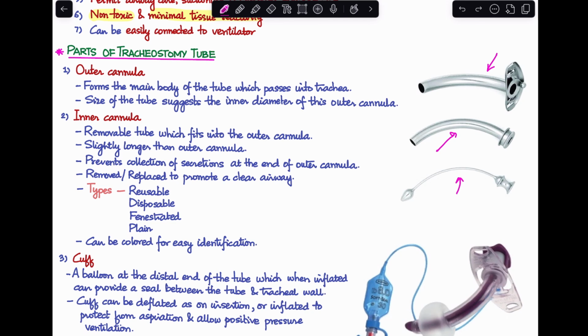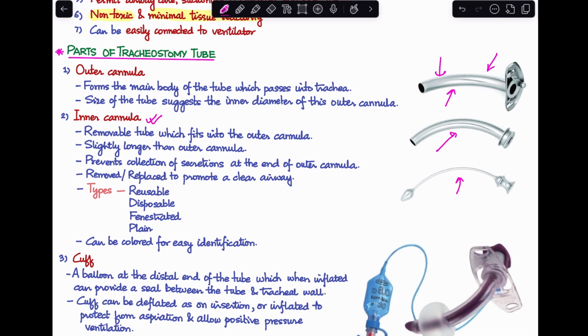First, let's talk about the outer cannula. This outer cannula forms the main body of the tube that we are passing into the trachea. The inner diameter of this outer cannula suggests the size of the tracheostomy tube. Then we have the inner cannula.